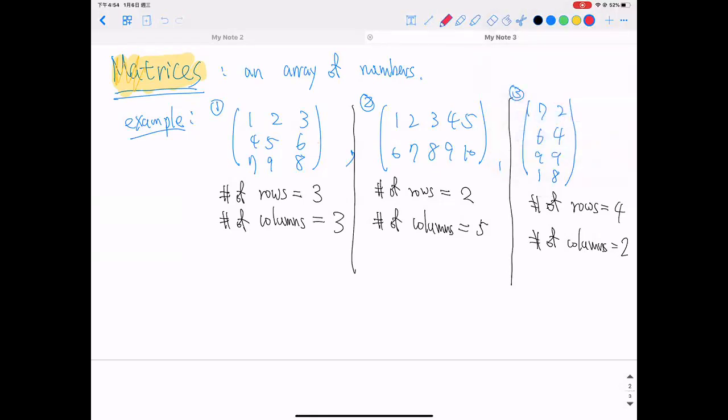In the first case, where you have 3 rows and 3 columns, it's called 3 by 3. In the second case, where you have 2 rows and 5 columns, it's called 2 by 5. 3 by 3 matrix, I'm sorry. The first case is a 3 by 3 matrix. The second case is a 2 by 5 matrix.